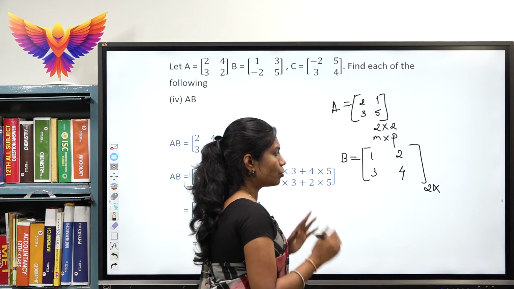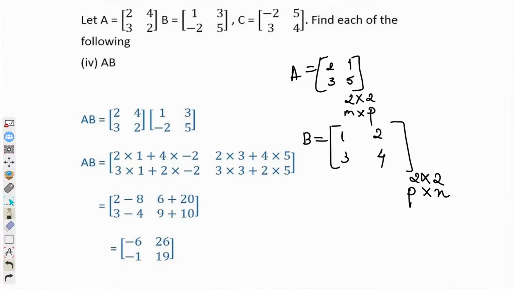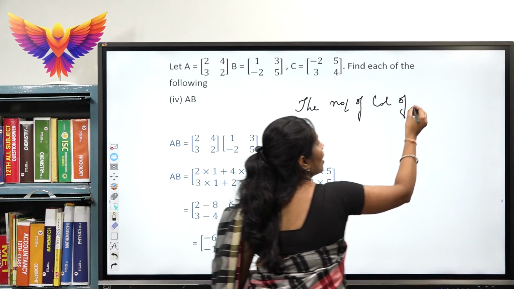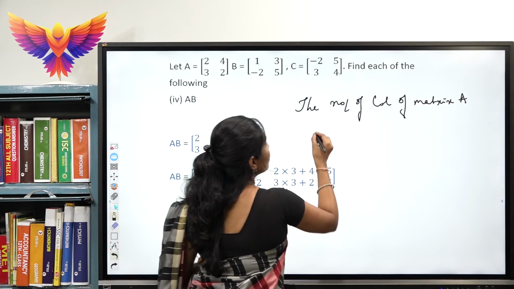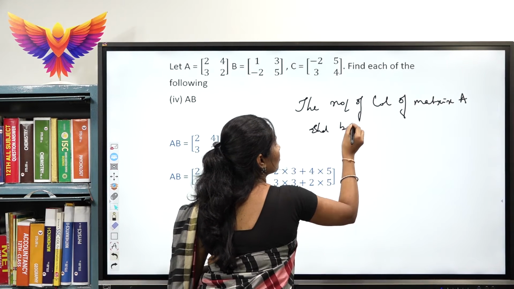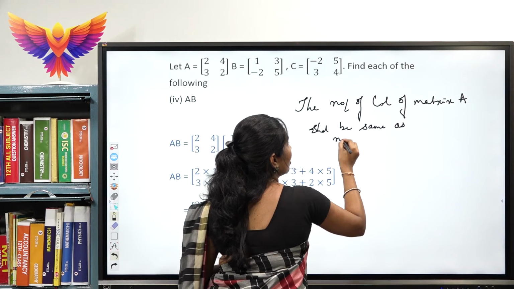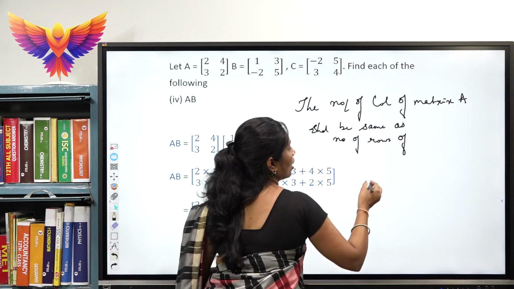I have considered a 2 cross 2 matrix again. Our intention is to get the number of rows to be the same. You can have any number of columns here. As I said, the matrix A, I will be assuming it as M cross P. The matrix B, I will be taking it as P cross N. The number of columns of matrix A should be the same as the number of rows of matrix B.